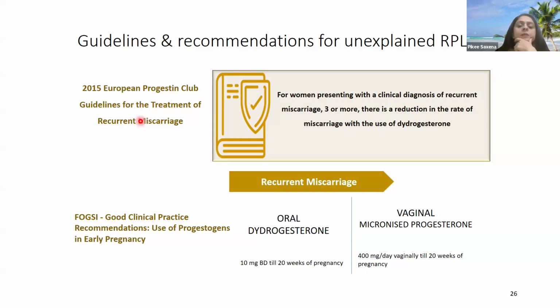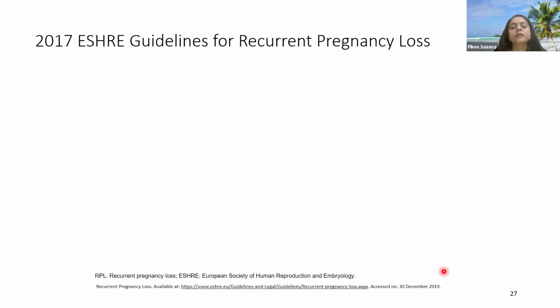The 2015 European Progestin Club says that if the woman has had 3 or more abortions, there is a reduction in the rate of miscarriage with the use of dydrogesterone. What does FOGSI say? The good clinical practice says that oral dydrogesterone 10 milligram BD should be given till 20 weeks. And vaginal micronized progestogen 200 milligram BD or 400 milligram per day should be continued till 20 weeks; oral is not recommended.